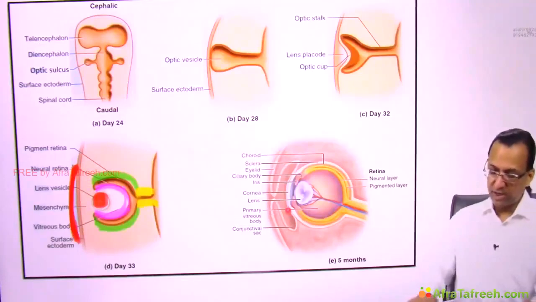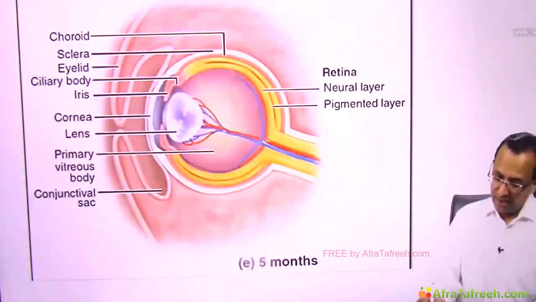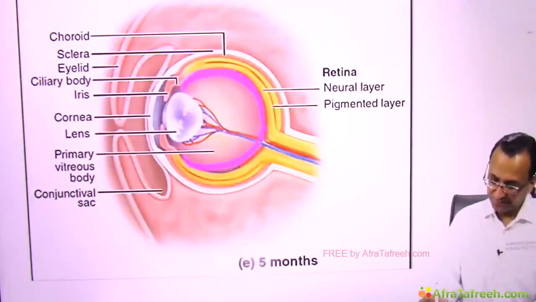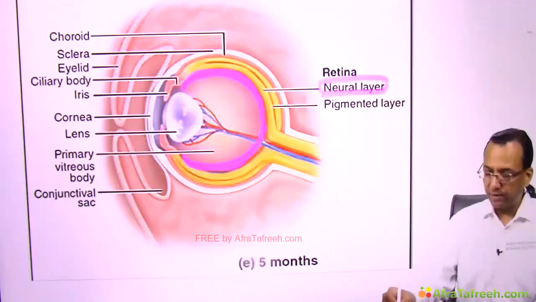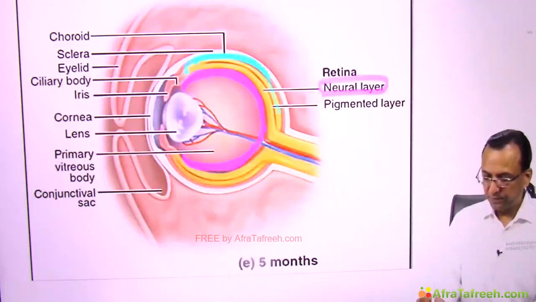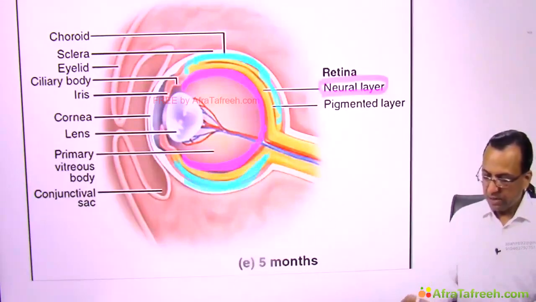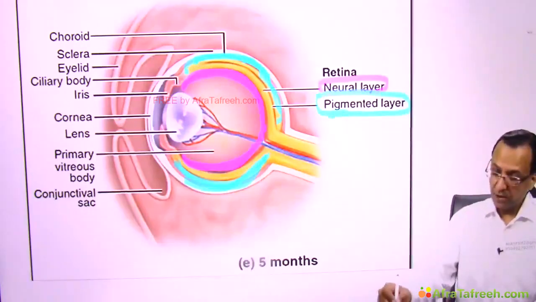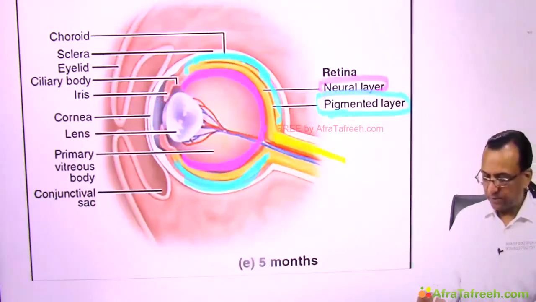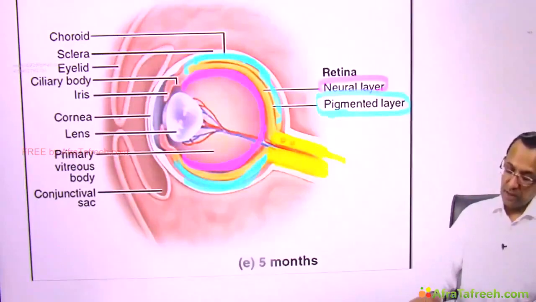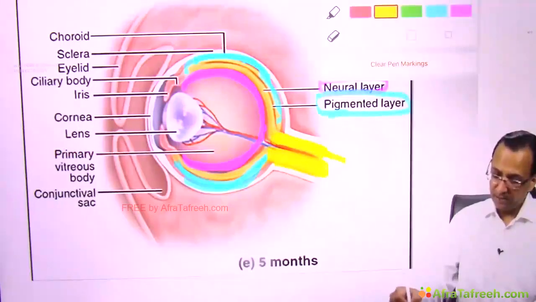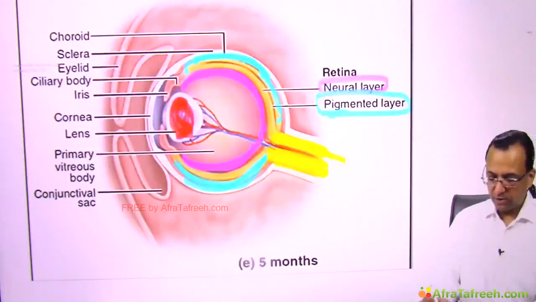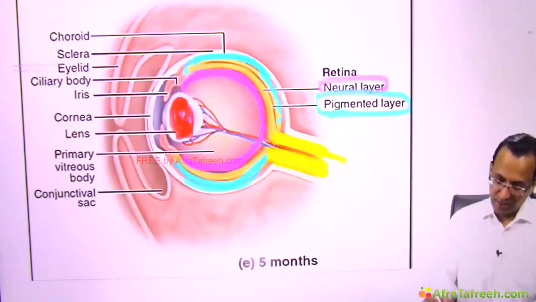Then can we see this diagram magnified? Yes, you see the magnified diagram and tell. If we are talking about the inner neural layer of retina, or maybe the outer pigment layer of retina, that would have come from the optic cup. But if you're talking about the optic nerve here, then it would have come from the optic stalk. And if you are talking about the eye lens or the first layer of cornea, then that would have come from the surface ectoderm.